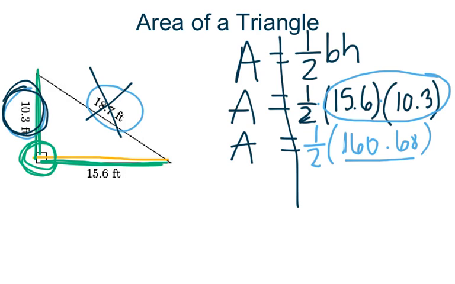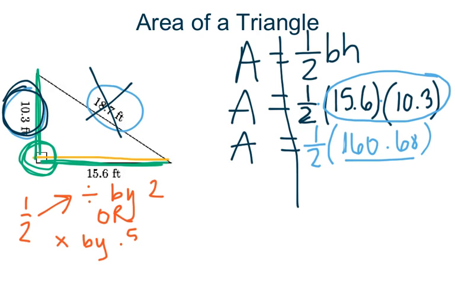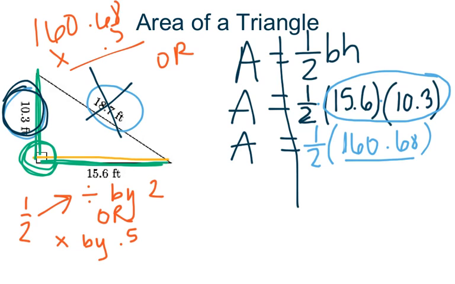So there's two different ways that I can find 1/2. To find 1/2 of something, multiplying by 1/2 is the same as dividing by 2, or it's the same as multiplying by 0.5. So I could do either one. I could do 160.68 times 0.5 and get the answer, or I could do 160.68 divided by 2 and get the answer. Either way, it's mathematically the same answer, and when we do that, we get 80.34.